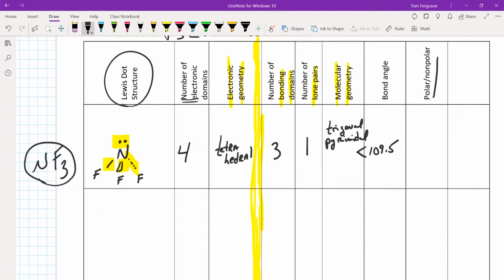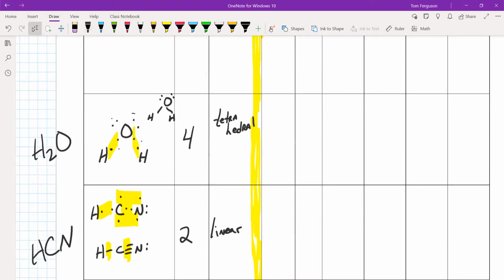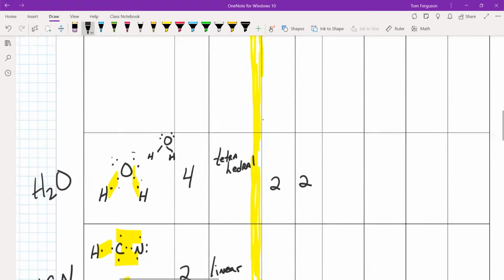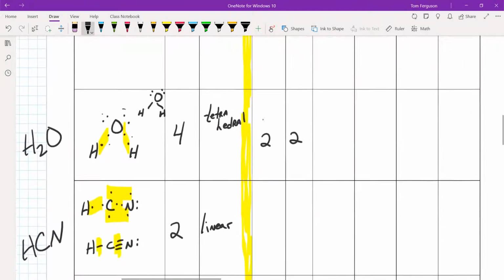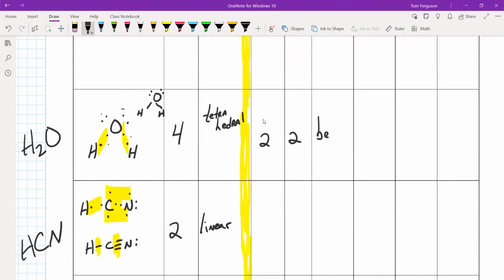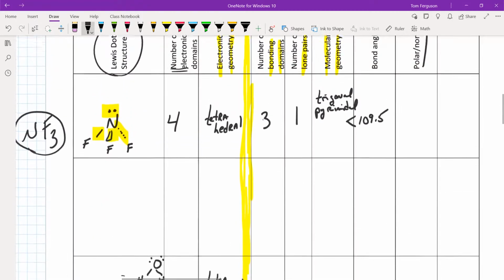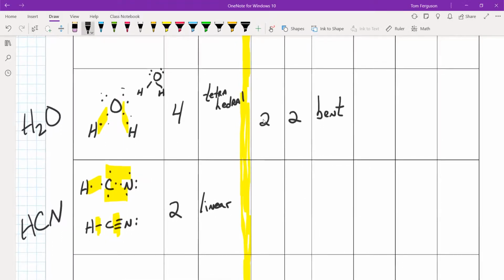Okay, let's look at the water. So how many bonding and non-bonding do we have? Okay, we have 2 bonding, 2 non-bonding. Okay, the geometry is bent. Bond angle, again, is 109.5, and it's much less than 109.5.